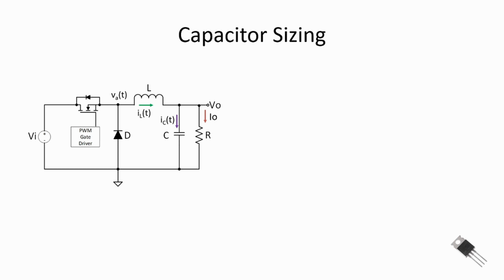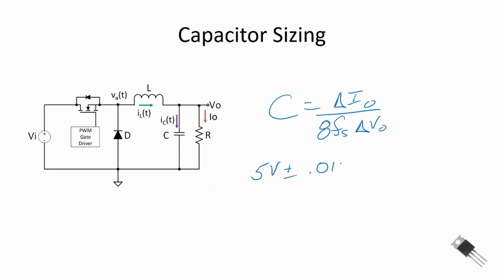Let's move on to sizing the capacitor. The capacitor sizing is straightforward. C is equal to delta IO divided by 8 times the switching frequency times delta VO. A ripple voltage was not provided to us in the requirements or specifications. I'm going to make an estimate and assume that 5 volts plus or minus 0.01 volts, or 10 millivolts, should work well for this design.